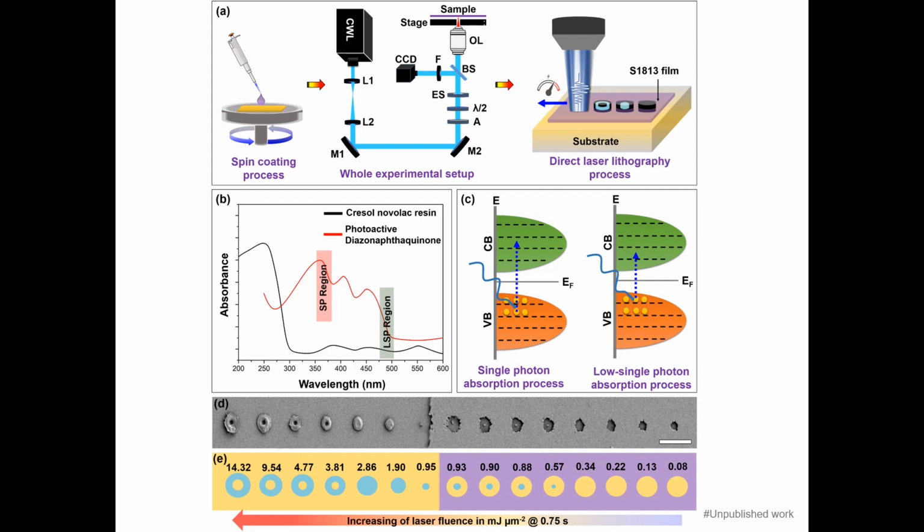In this case, when we increase the laser fluence from 0.08 to 14.32 millijoule per micrometer squared, one can see the hole. Then we get a little rod inside, like an anti-ring. Then after that we only get a dot, then again a dot. Then after that, while we increase further, we get a donut structure.